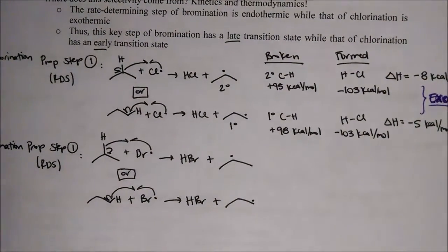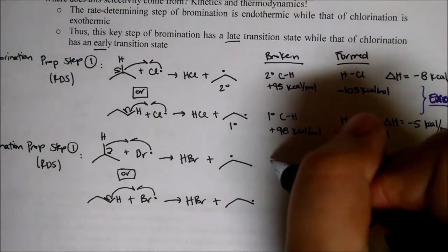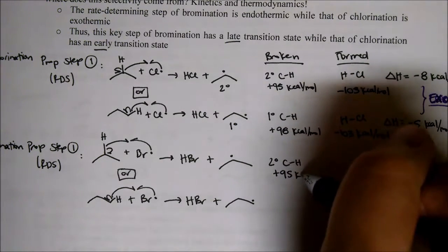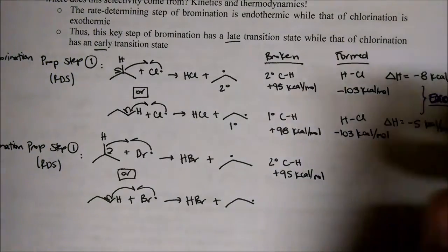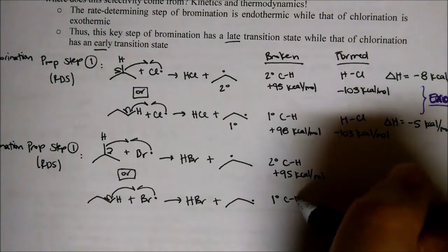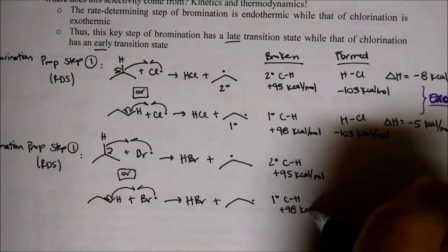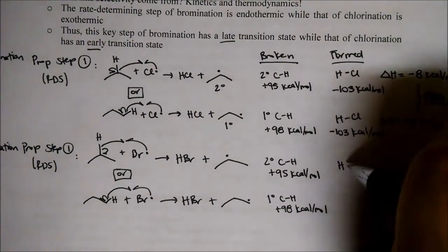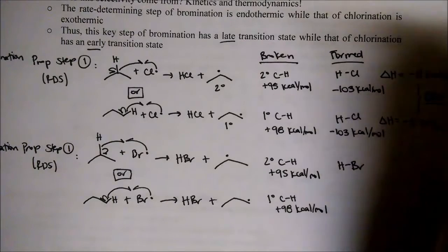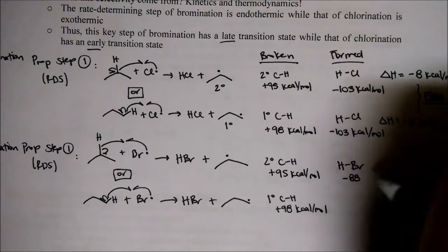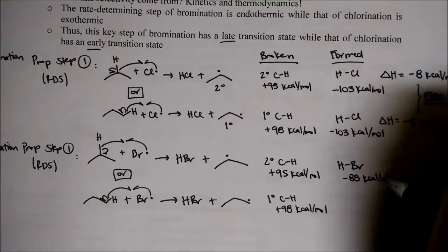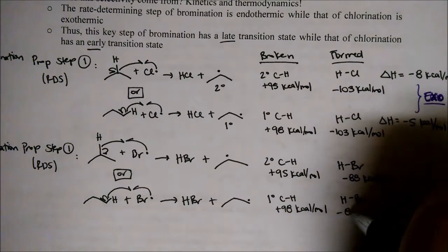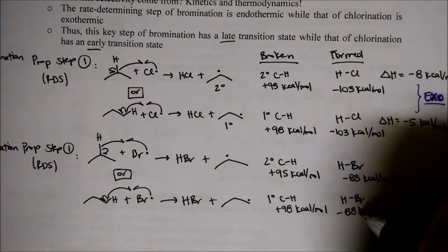So what bond was broken here? Again, it was a secondary CH, so again, this was plus 95 kcal per mole. And in the primary, it's the same, sorry, plus 98 kcal per mole. But now what's different in terms of forming, we form HBr instead of HCl. And this is actually only negative 88 kcal per mole.